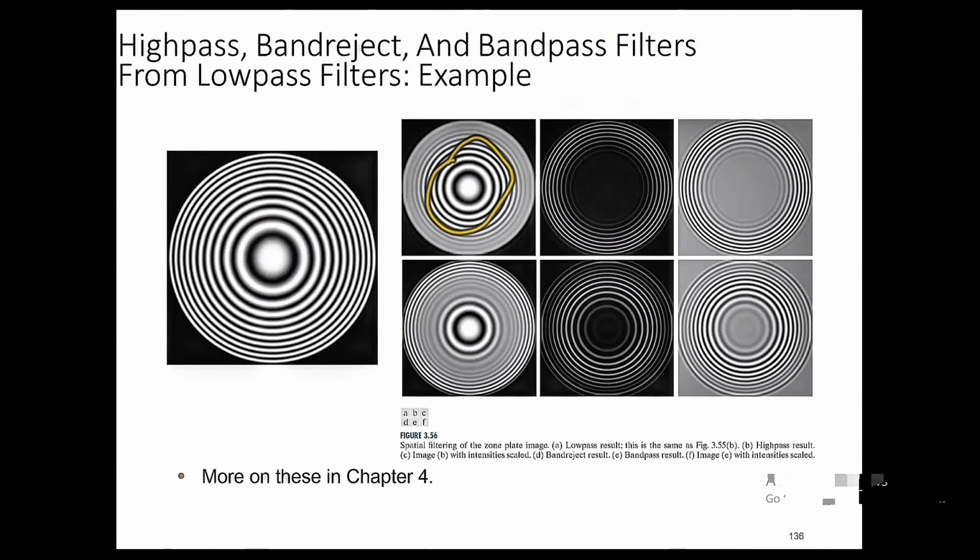What about this last one? The last one is the same image, just with increased brightness. Okay, and then this is what? Band pass. Then what is this? Band reject. The last is just an enhancement of this, just increasing the brightness because it's dark.